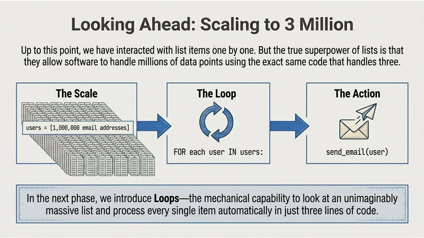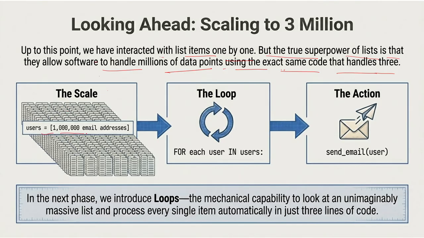So now we are looking ahead, scaling to 3 million. Up to this point, we have interacted with list items one by one. But the true superpower of lists is that they allow software to handle millions of data points using the exact same code that handles three. What does it mean? If you have a list with just three or five items, and your code is working for those five items, you can scale it to 1,000 items, 10,000 items. So that's what they mean.